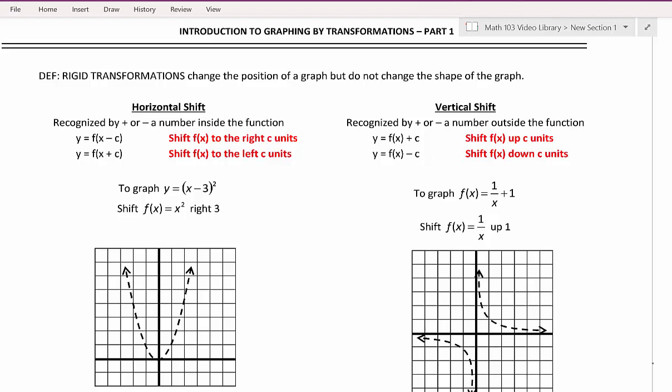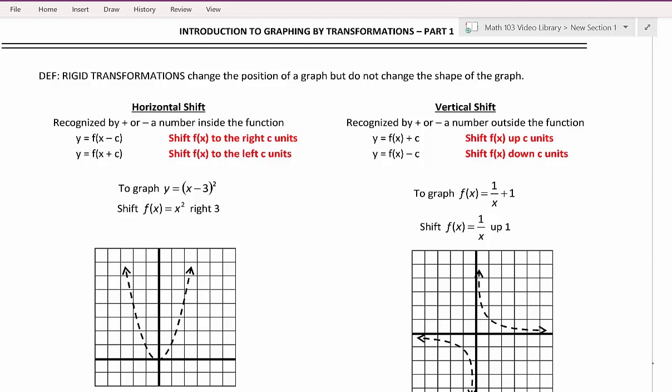This video is the first part in a two-part video introducing graphing by transformations. Graphing by transformations is a very powerful graphing technique. It allows you to transform any parent function. We're going to discuss 6 different transformations.